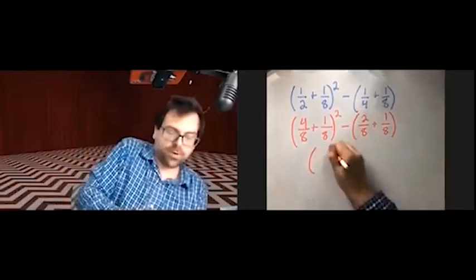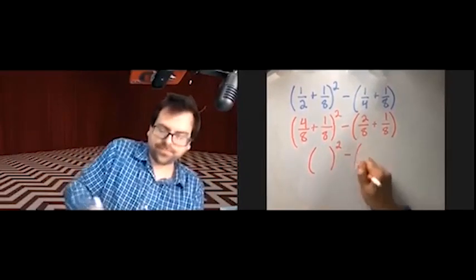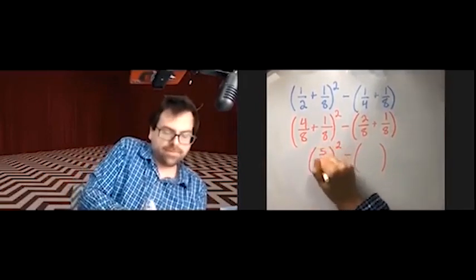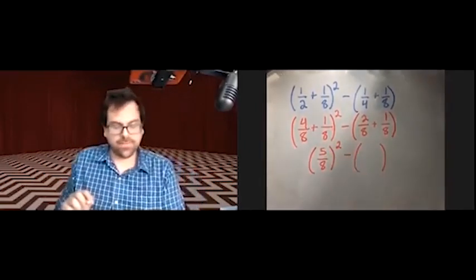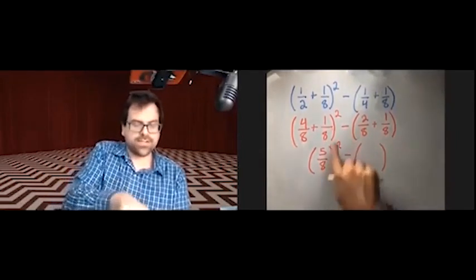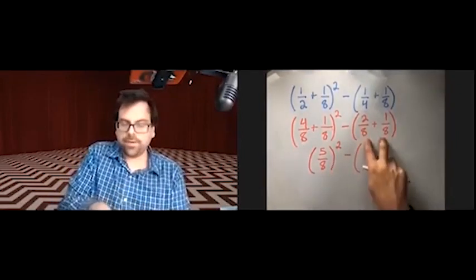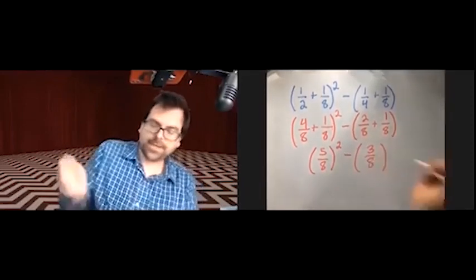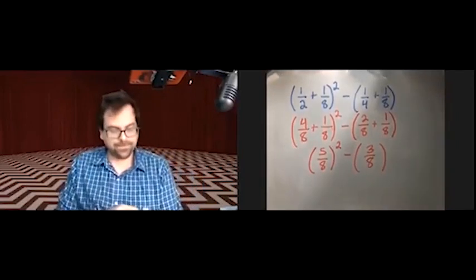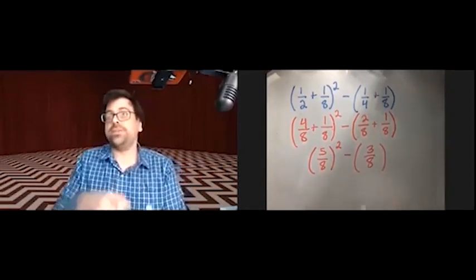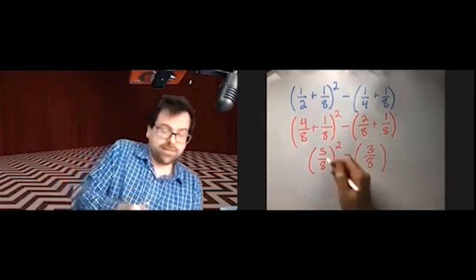Finishing up our work in both sets of parentheses. 4/8 plus 1/8 is 5/8 minus, don't forget the square on the outside of the parentheses here, 2/8 plus 1/8 is 3/8. What does it mean to square? We have nothing else to do inside parentheses, so now we move on to exponents.